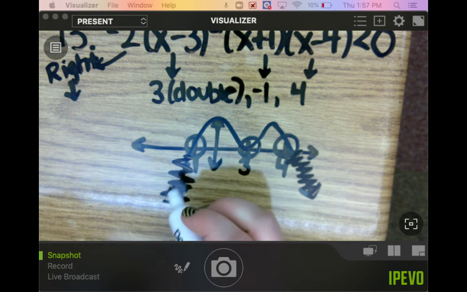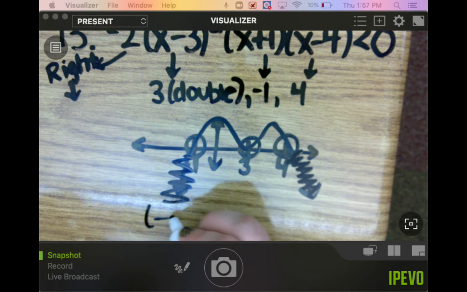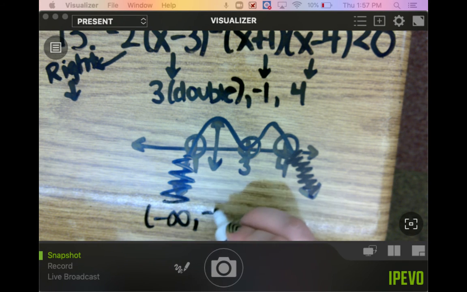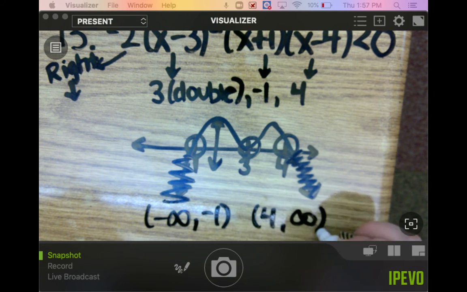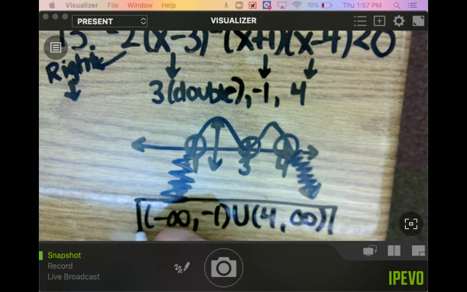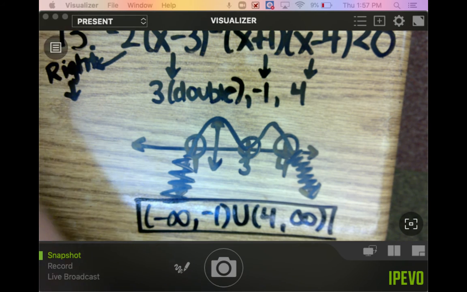This interval over here is from negative infinity to -1. And this one over here is from 4 to infinity. And I didn't do this on the last one, but technically you're supposed to put a U in between. I don't count off for things like that though, because they're kind of nitpicky. All right, pause the video if you need to write this one down because I'm going to erase it for number 14.